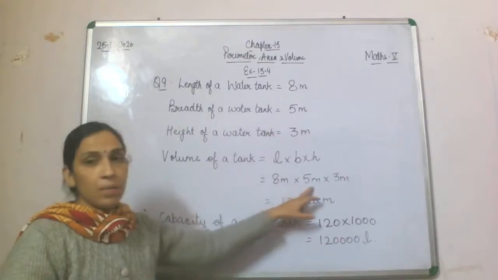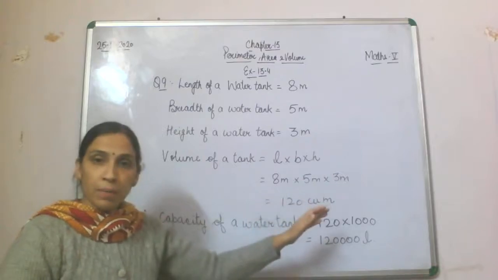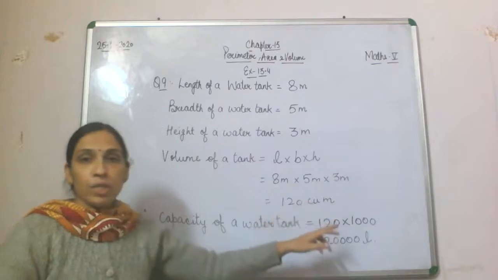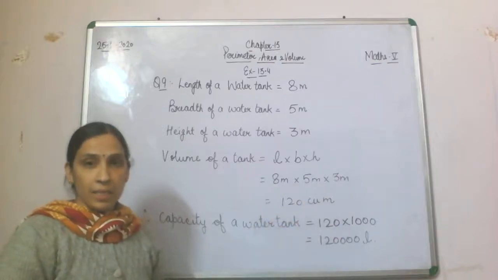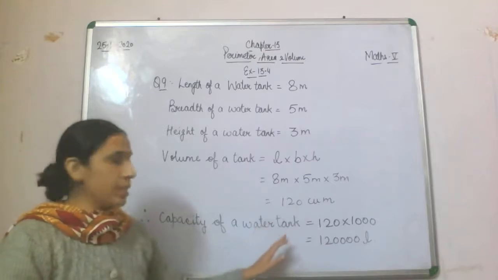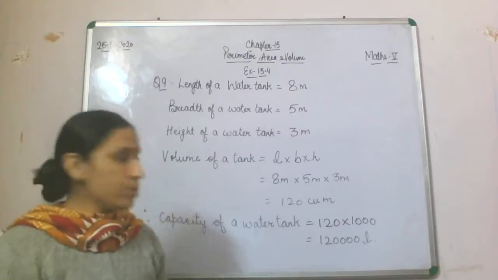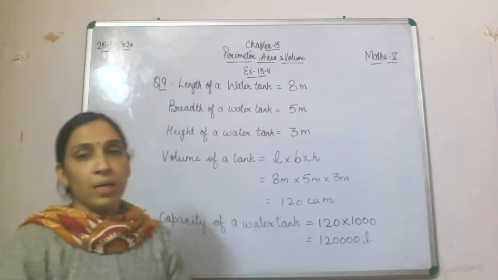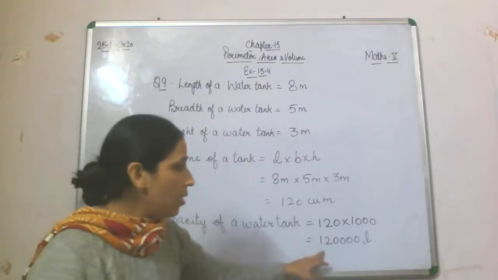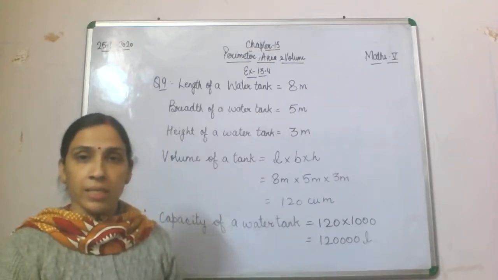So we'll put these values here. 8 meter multiplied by 5 meter multiplied by 3 meter. Do the multiplication and you will get 120 cubic meter as the answer. Therefore capacity of a water tank is 120 multiplied by 1000, and after doing the multiplication you will get the capacity of the water tank, that is 1,20,000 liters.